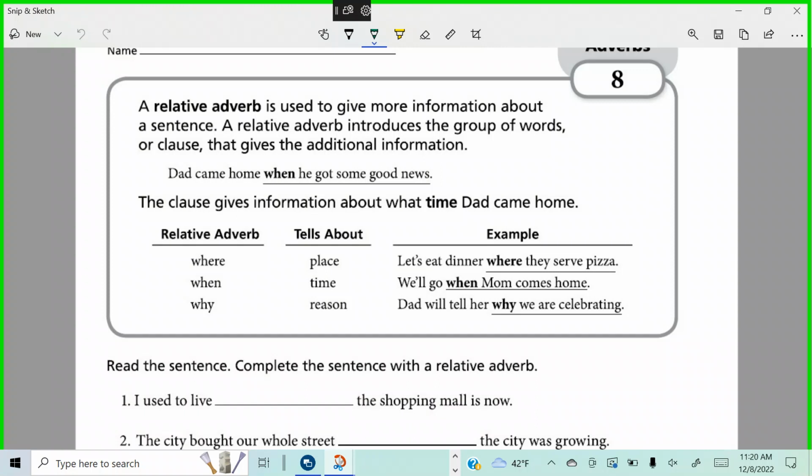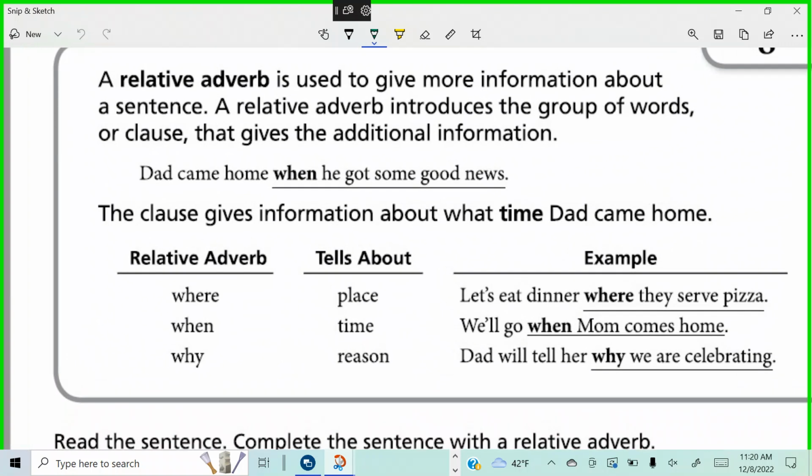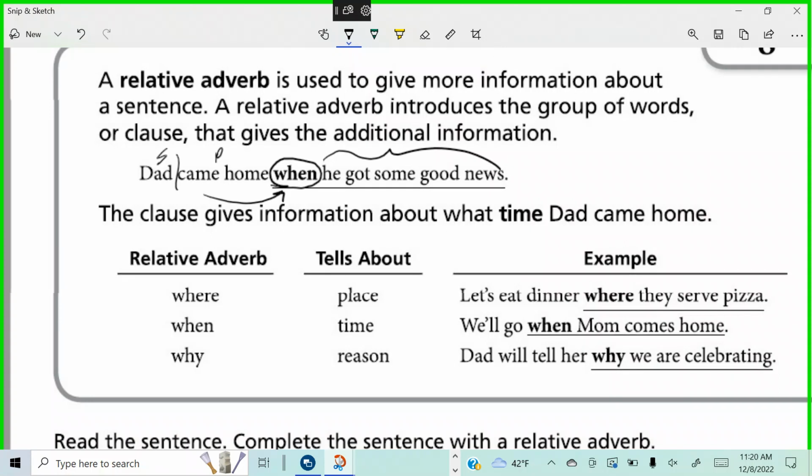It sets it up. What do I mean? Let's take a look. It says, Dad came home when he got some good news. Okay? Dad came home. That's a complete sentence, right? Dad, subject, came home, predicate. The additional information is he got some good news, right? And that relative adverb is when.